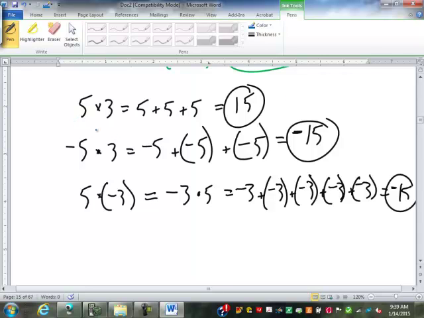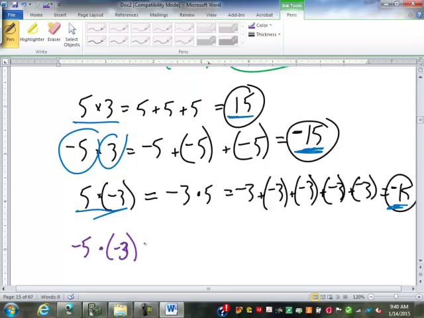So when we multiply, you can see 5 times 3, it's going to be 15 of some form no matter what. But when it's a negative times a positive, we ended up with a negative answer. Or a positive times a negative, we ended up with a negative answer. The only possibility that's left, what if this were negative 5 times a negative 3? Well, there's no way we can do this according to the definition of multiplication. We cannot take negative 5 3's and add them together, and we can't take negative 3 negative 5's and add them together. It's just not possible.